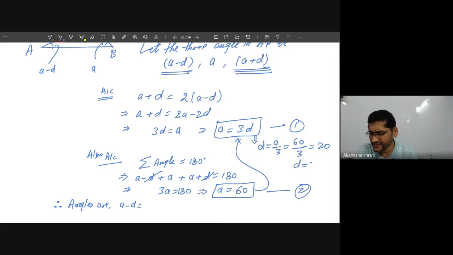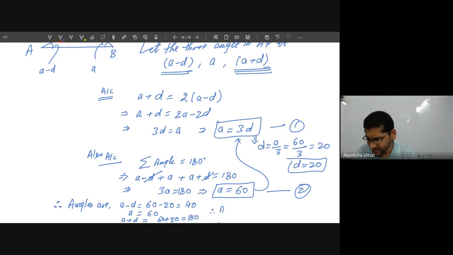So the value of D is 20. This value I will substitute here. So 60 minus 20 will be 40. The other will be A, which is 60. A plus D, which will be 60 plus 20, it will be 80.